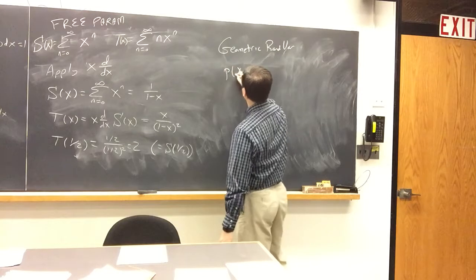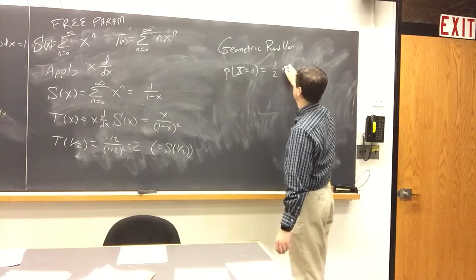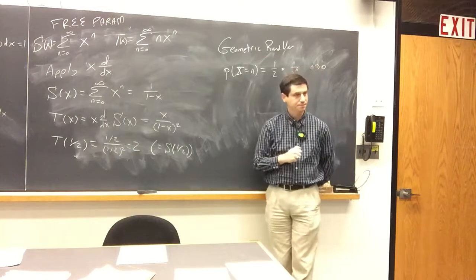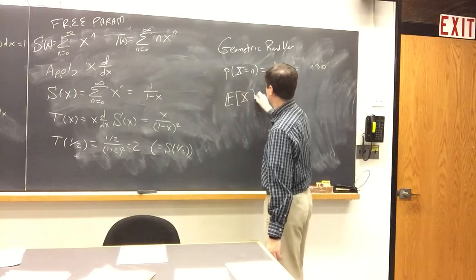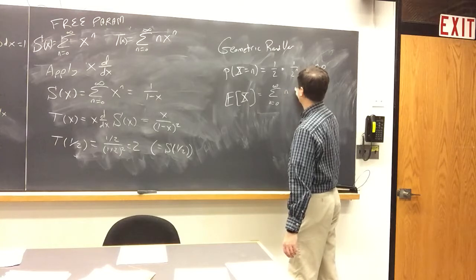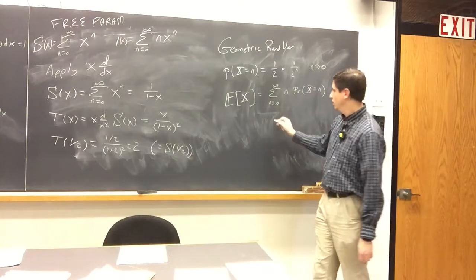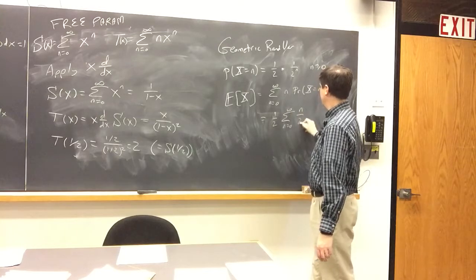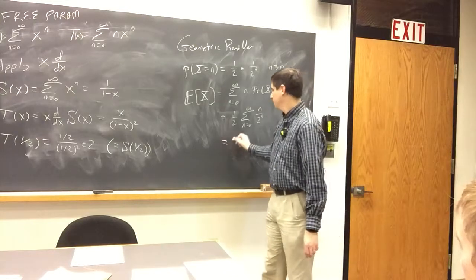So the probability that x equals n is going to be 1/2 times 1 over 2 to the n, n greater than or equal to 0. And if I now want to calculate the expected value of x, that's the sum, n goes from 0 to infinity, of n times the probability x equals n. Well, that's just going to be 1/2 the sum, n goes from 0 to infinity, n over 2 to the n. We just calculated that. That equals 2. So we get 1.